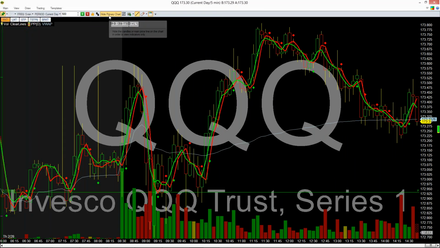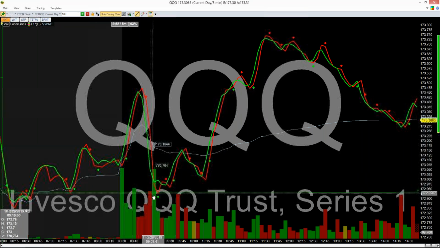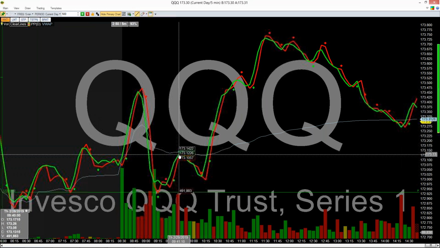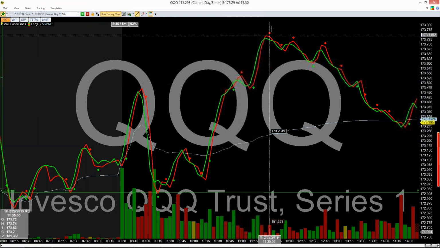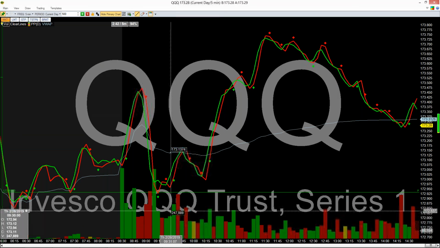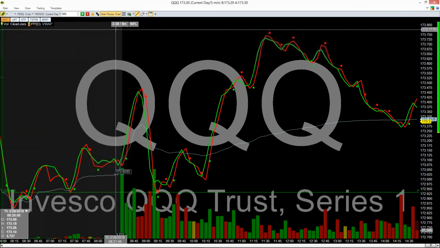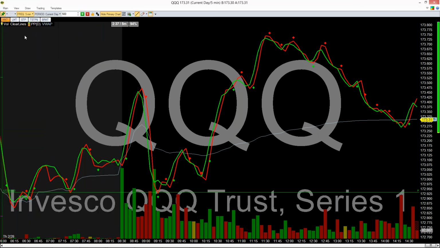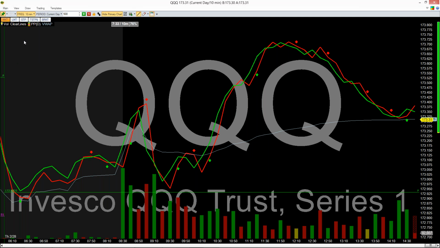Let me turn the candles off. Up arrow this morning, followed by a down arrow, followed by an up, a brief down, an up, down, down, big up, brief down, up, down, down, down, down, down. Couple ups along the way. That's the 5. Maybe you want to go to a 10 or maybe a 15.